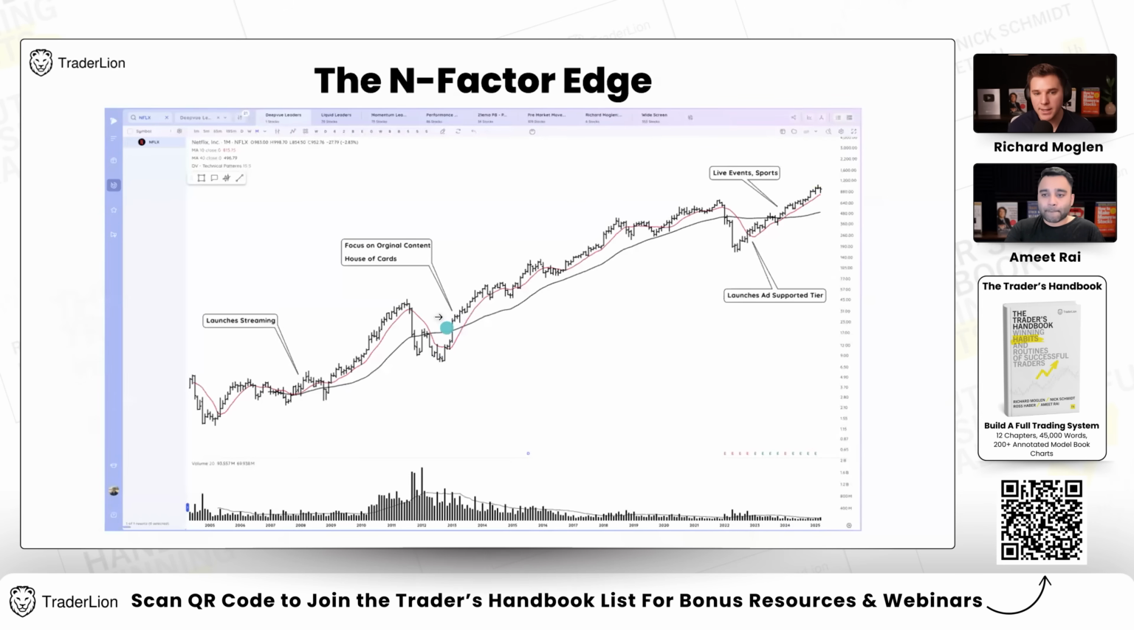And the catalyst behind it was they shifted once more from just streaming to original content. This was the release of House of Cards. Obviously, there were many other shows that came after it, but this is when they doubled down on original content. And this drove this tremendous market move that really lasted until 2022, when again, they entered stage 4 decline and didn't really come out of it until they changed their business model and launched an ad-supported tier.